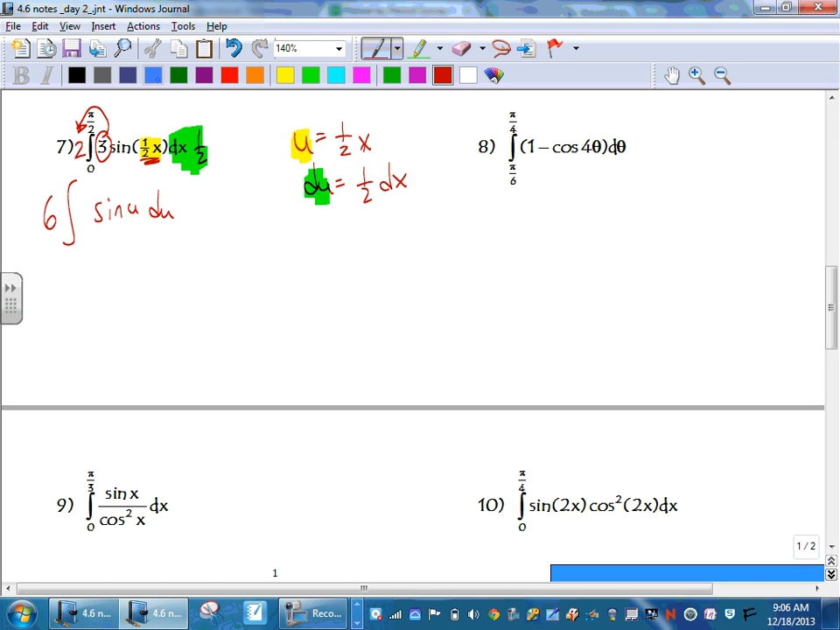But remember from yesterday, those aren't the only things we're changing in terms of u. The a and b have to be changed in terms of u also. So we have to substitute pi over 2 in for x to change it to a u value. So 1/2 times pi over 2 gives us pi over 4. 0 in for x, 1/2 times 0 is still just 0.